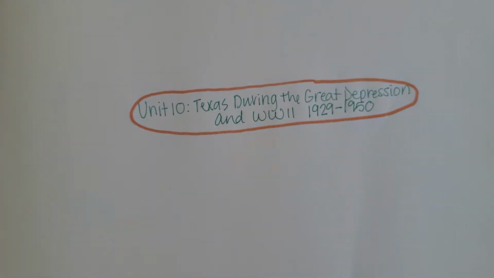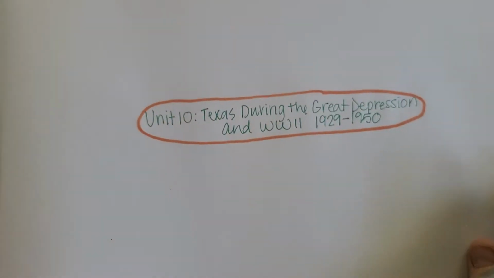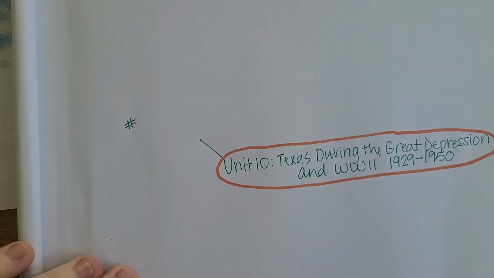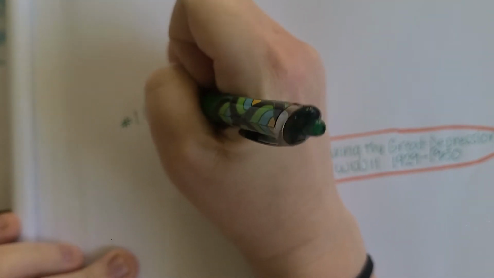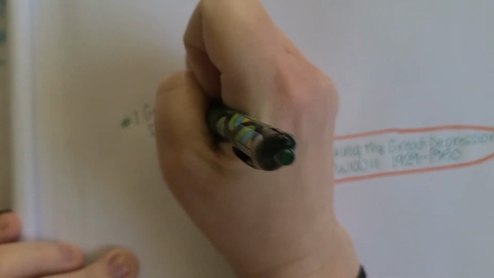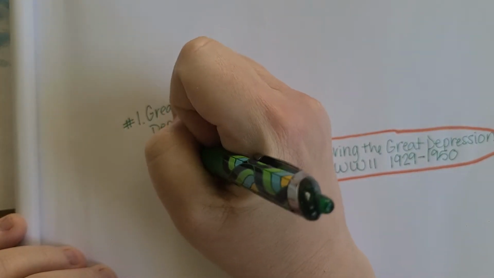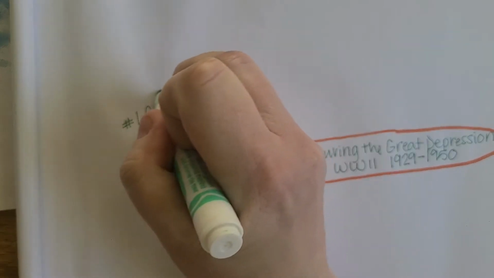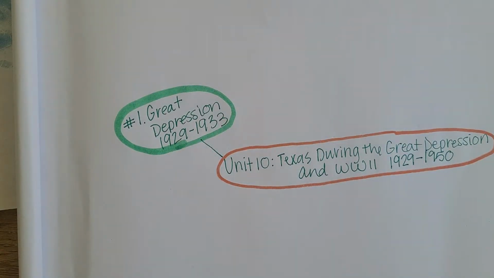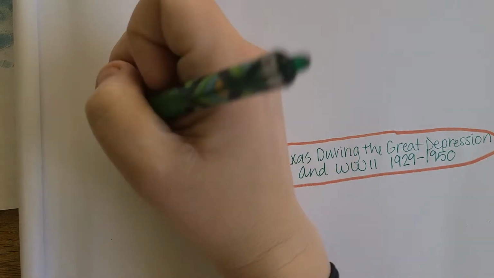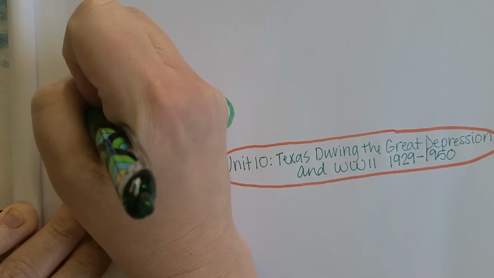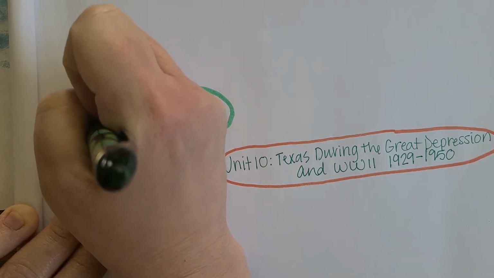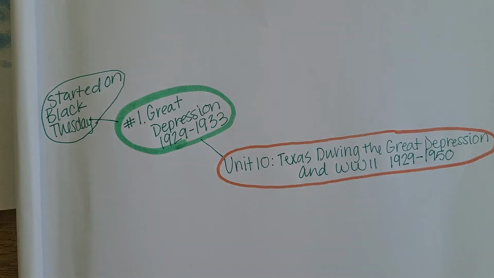I'm going to circle the unit title, and then I'm just going to jump right in. Okay. So our first major thing on Unit 10, this is the first thing that happens, is the Great Depression. The Great Depression lasts from 1929 to 1933. That's a major event, so I'm going to circle it. This was started on Black Tuesday, when the stock market crashed.